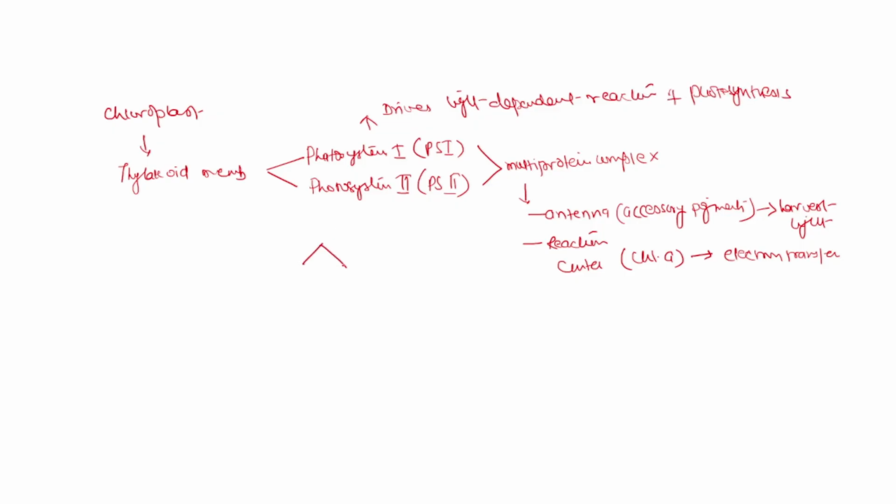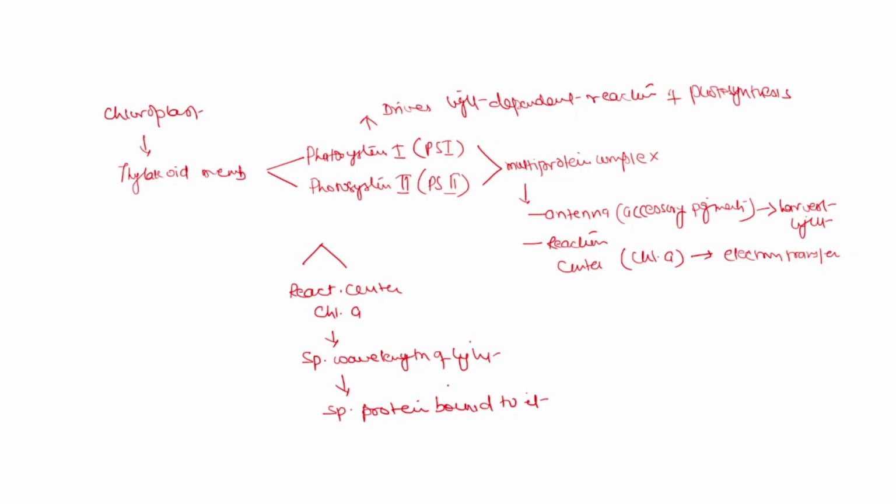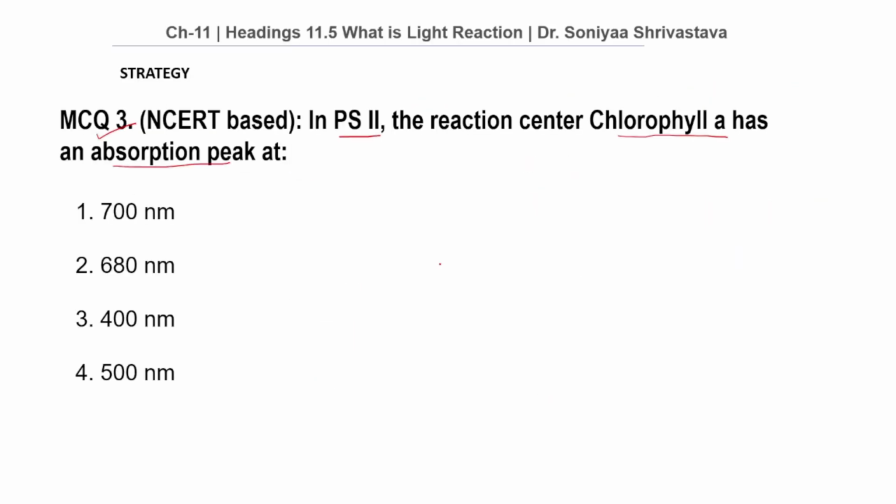and these two photosystems have a special reaction center chlorophyll A that absorbs a specific wavelength of light depending upon the specific protein bound to it. That means each photosystem has its own wavelength which depends upon the specific protein bound to reaction center chlorophyll A. Now let's see our options.